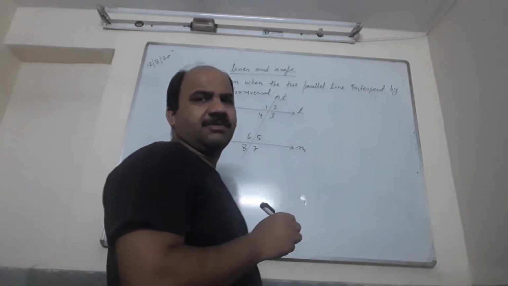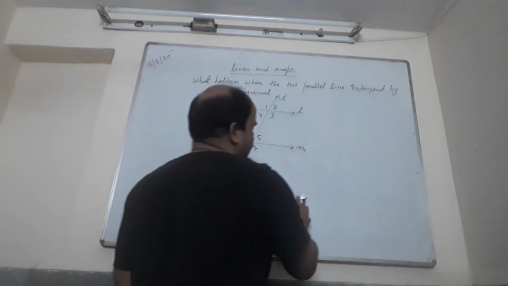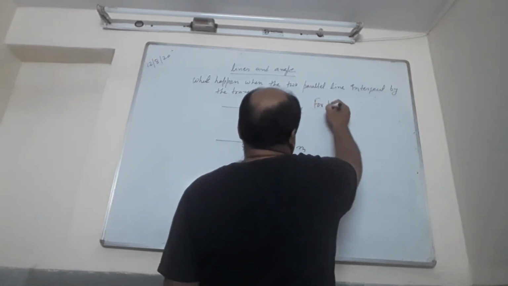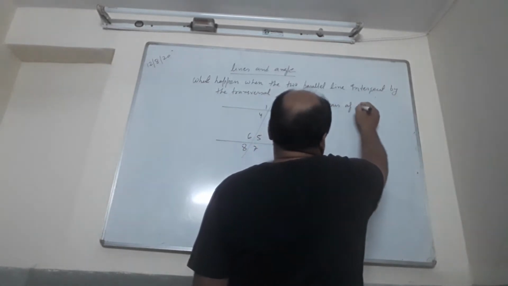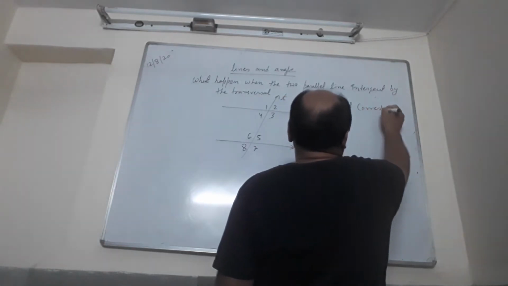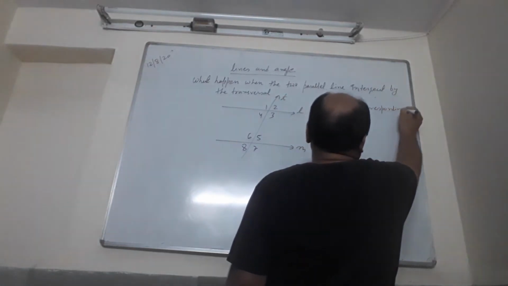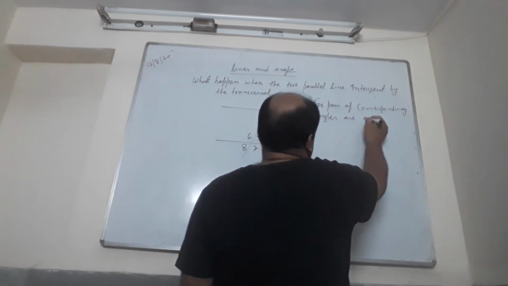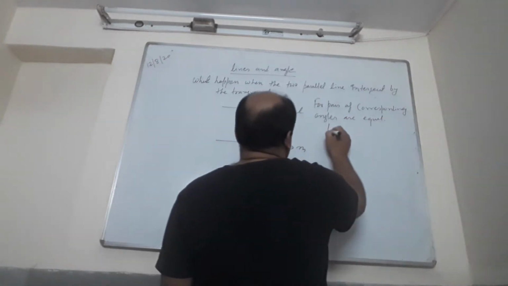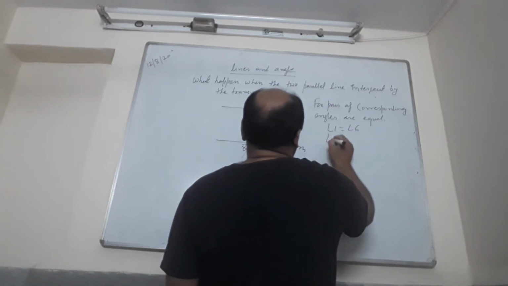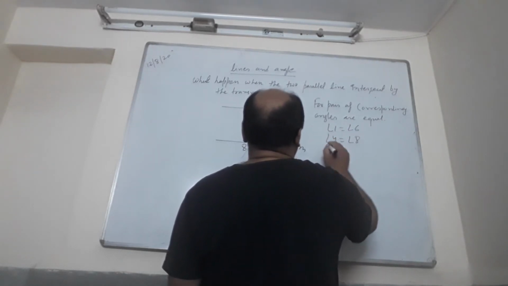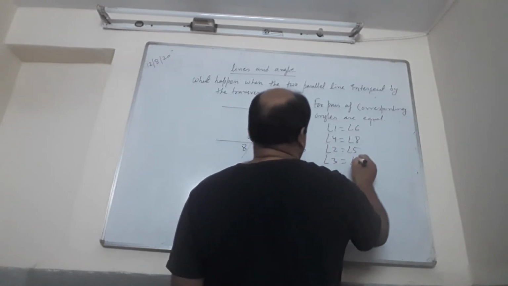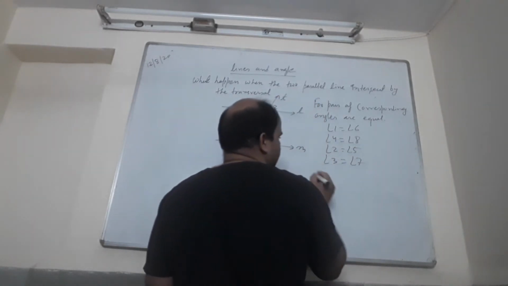This you might have understood in the previous class, but for your revision purpose it is necessary. So 4 pairs of corresponding angles are equal. Say angle 1 equal to angle 6, angle 4 equal to angle 8, angle 2 equal to angle 5, and angle 3 equal to angle 7. This is the first case.